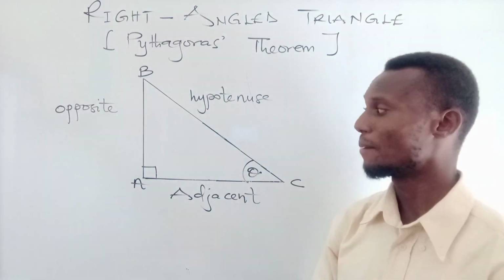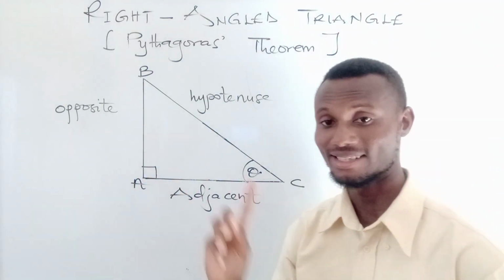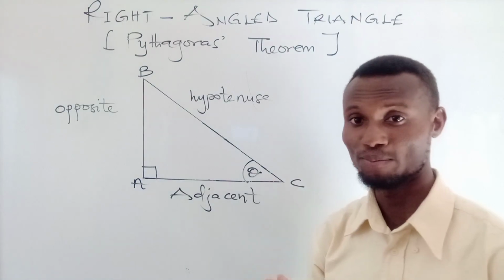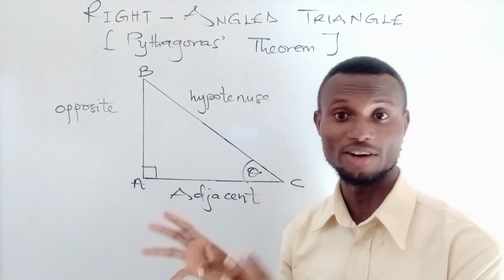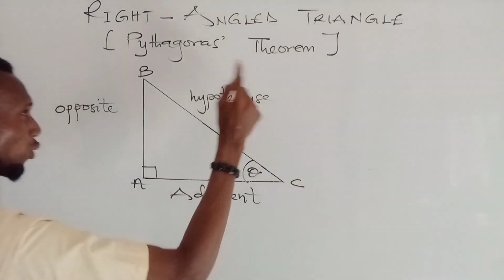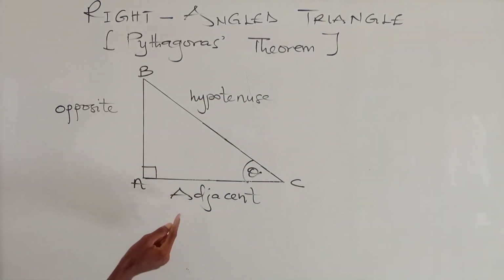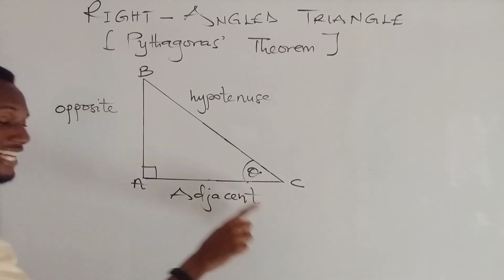Now the Pythagoras theorem that governs this right angle triangle says that, and please I want you to follow carefully, it's very important to pay attention here. So we are now going to talk about the Pythagoras theorem. It says that the square of the hypotenuse is equal to the sum of the square of the opposite and the adjacent.